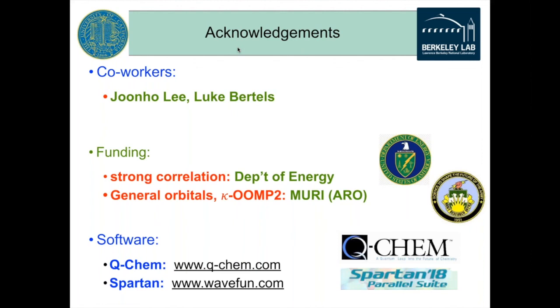I'm sure there are, because the treatment of correlation is not perfect in either method. It's just statistically better on average in kappa MP2. So it's a little bit the way people need to think about density functionals, which is there are some systems where the local spin density approximation outperforms a very advanced hybrid density functional, but on average it doesn't. And so I think it's the same situation. Okay, cool.